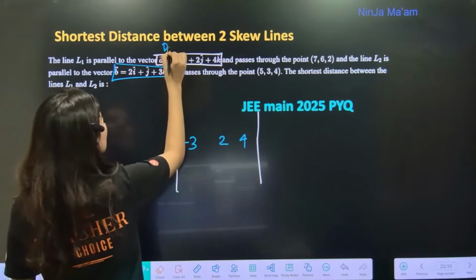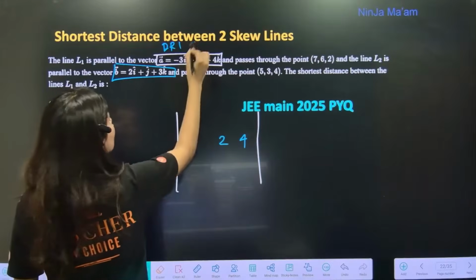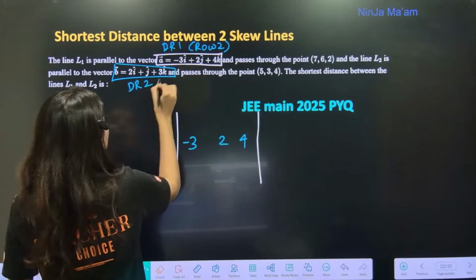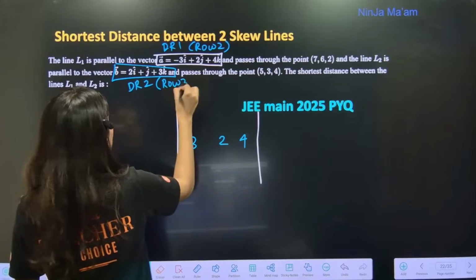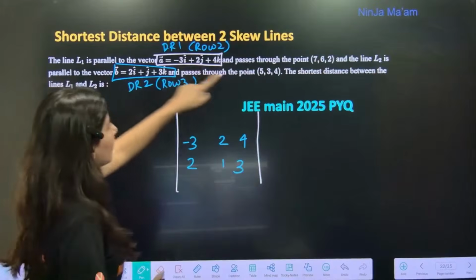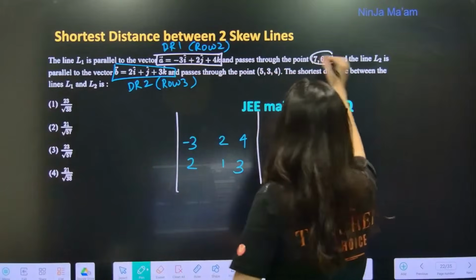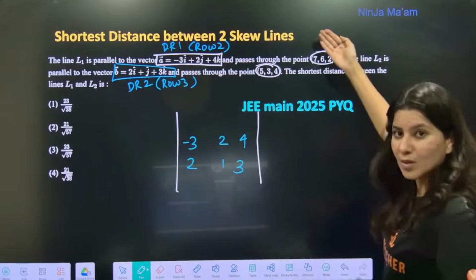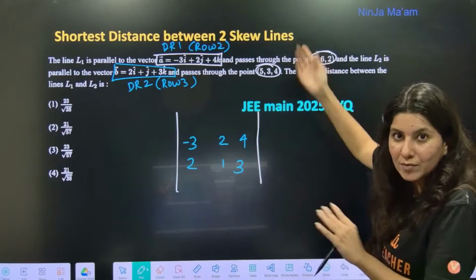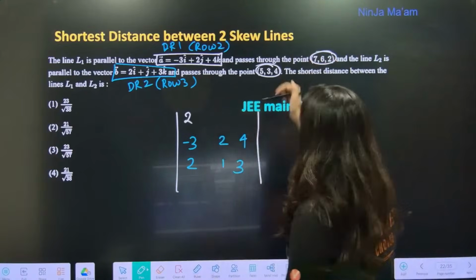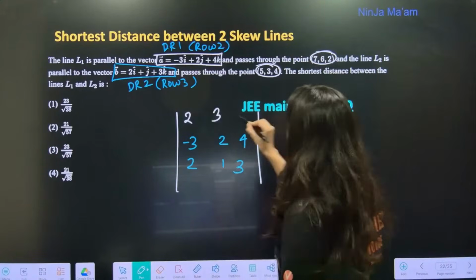So this is DR1, which is row number 2. And this is DR2, that is row 3, 2, 1, 3. Okay. Now x1, y1, z1: 7, 6, 2 and 5, 3, 4. So either do 1 minus 2 or 2 minus 1, but do not change the side. So 7 minus 5, 2, 6 minus 3, 3 and this is minus 2.